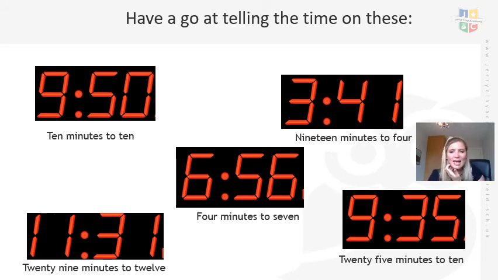And finally, for 9:35, again, we can count upwards, or we can take away 35 from 60 to find the answer, 25 minutes left. So we know that there will be 25 minutes to the next hour. As we've already passed 9, we would now be going into 10, so it'll be 25 minutes to 10.